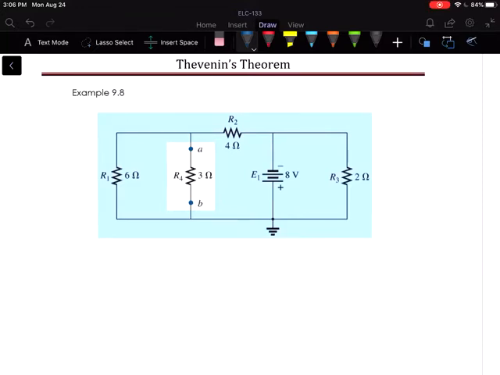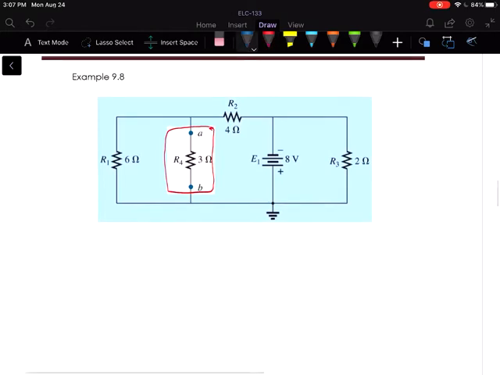Let's find the Thevenin equivalent circuit for everything external to A and B right here. Okay, so let's just say we want to reduce everything outside of that to our Thevenin equivalent circuit. So we're going to remove the 3 ohm resistor from our circuit and then work through our steps. So step 1 is to find our R Thevenin, and of course we remove the sources to do that.